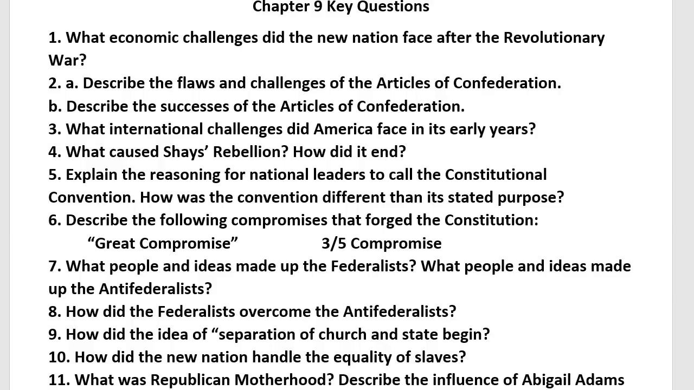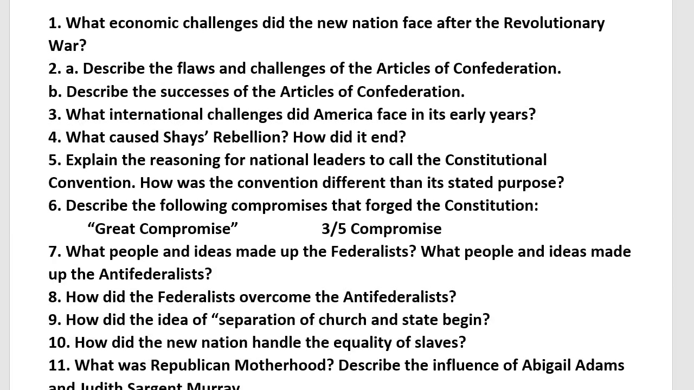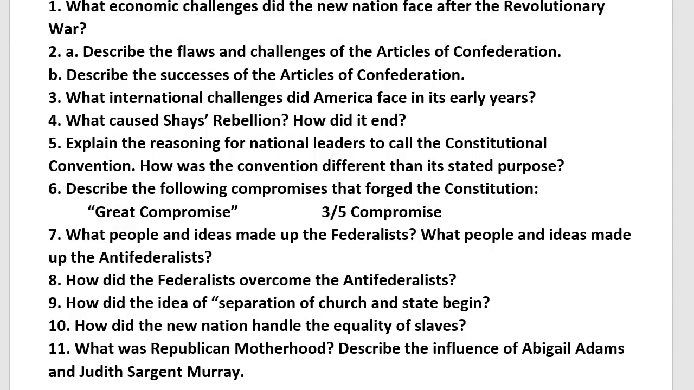Rather, it was that your tax money would not go to benefit or to fund a specific branch of the church or a specific set of faith. And so the separation of church and state began through Thomas Jefferson's effort in Virginia. And by the early 1830s, although it took a long time in New England, no states had a state-funded church. Number 10, how did the new nation handle the equality of slaves?